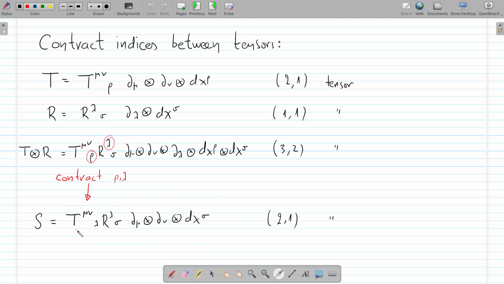and the components of that new tensor, let me call it temporarily by the letter S, will be obtained from the components of T and R when they are summed over by contracting those indices, rho and lambda. So you see we pick up components where this index is the same as that index, and we sum over them. So the interesting thing is that this operation will lead to a new tensor and not to something else.